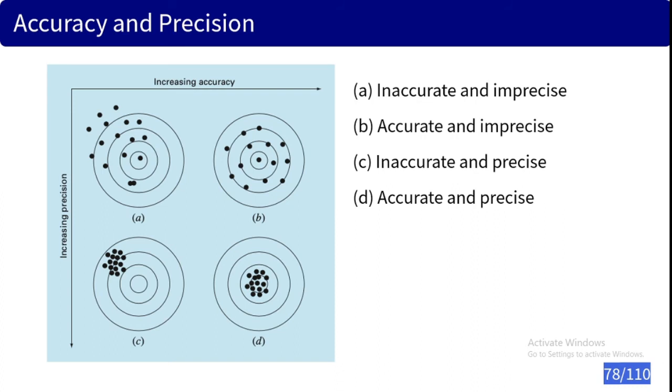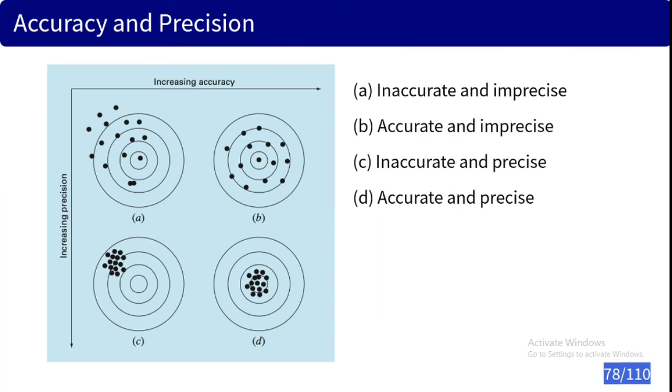Let's take a look at figure A. Okay, so in figure A, the approximations are scattered, and they are far from the center, so they are far from the true value. So we can say that in figure A, the approximation is inaccurate and imprecise. They are inaccurate because these dots are far from the bullseye, far from the true values. Then they are imprecise because the dots are scattered.